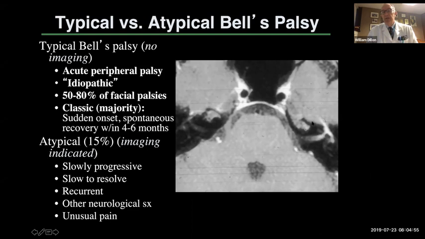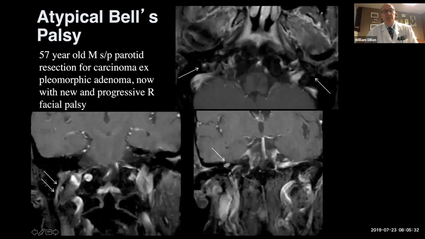This is an axial post-gad T1 weighted MR scan. And this is Bell's palsy, 50 to 80% of facial palsies. The classic presentation is a sudden, acute, spontaneous facial palsy recovering within several weeks to months. Atypical facial palsy, that is one that starts in portions of the face or is slowly progressive, slow to resolve, or recurrent, means that you've got to image. Normally we don't image in Bell's palsy, unless there are other neurologic symptoms, and there you're looking for perineural spread of tumor.